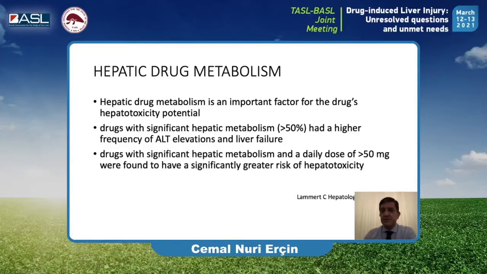Hepatic drug metabolism is an important factor for the drug's hepatotoxicity potential. During hepatic elimination, some form of biotransformation occurs, and this results in production of active pharmaceutical ingredients. The formation of reactive metabolites may stimulate the development of an adaptive immune response, resulting in DILI. An analysis of more than 200 widely prescribed oral medications in the US showed that drugs with significant hepatic metabolism, meaning more than 50%, had a higher frequency of ALT elevations and liver failure. And also, in parallel with the data in the previous slide about idiosyncratic DILI, drugs with significant hepatic metabolism and a daily dose of more than 50 mg were found to have a significantly greater risk of hepatotoxicity.